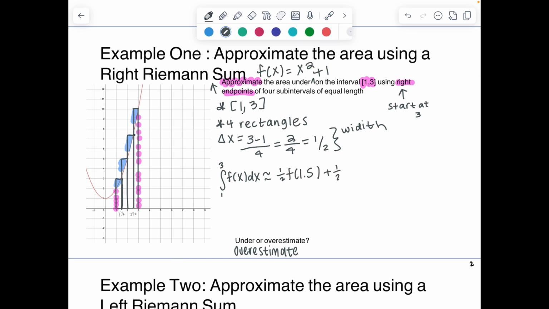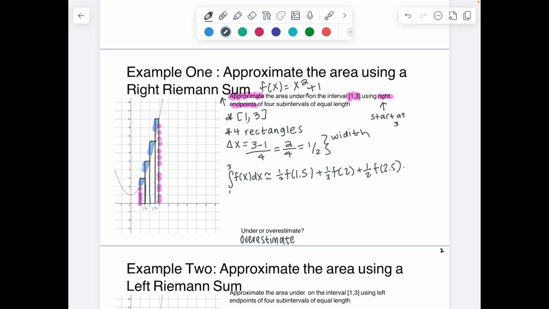And the next rectangle, the width is also a 1/2, but then this rectangle's height is defined by 2. So whatever f of 2 is, that's going to be the height of this rectangle. So that's going to say f of 2. And then same kind of idea, the next rectangle's height is f of 2.5. And then the last rectangle's height is f of 3. So I should have basically 4 area formulas when I am done having them written out. The 1/2 is the width again. The f of whatever it is, 1.5 in this case, is the length.